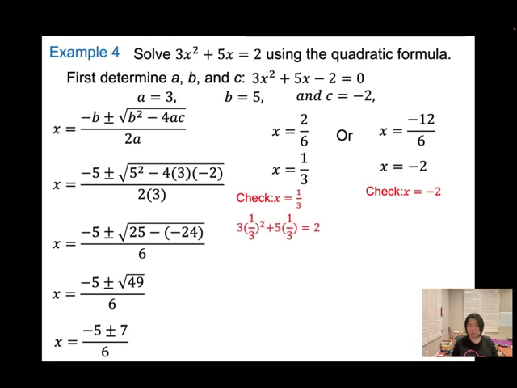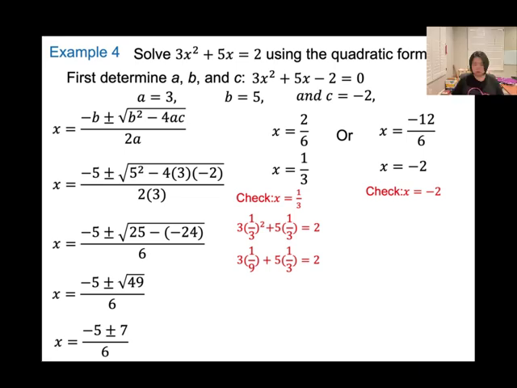Plug it in. You take the square here, so it's going to be 1 over 9. So simplify this. And then 5 times 1, you're going to get 5. So they have the same denominator, you could add up the numerators. 1 plus 5 will be equal to 6 divided by 3, which is going to be equal to 2. This is a true statement, right?